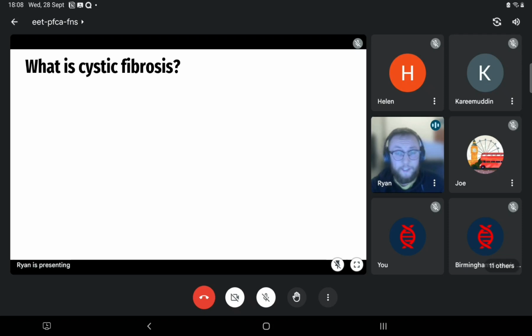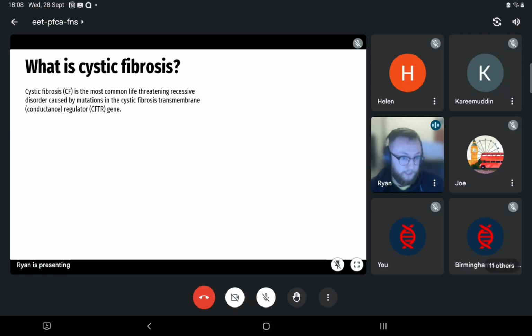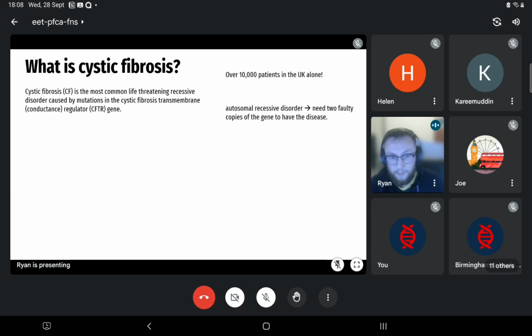So what is cystic fibrosis? If you didn't know, cystic fibrosis is the most common life-threatening recessive disorder caused by mutations in the cystic fibrosis transmembrane regulator gene. There's over 10,000 patients in the UK alone. The recessiveness means that you inherit a faulty copy of the gene from your mother and your father, and if you have two faulty copies, then you have the disease. There's thousands of mutations, some are worse than others.